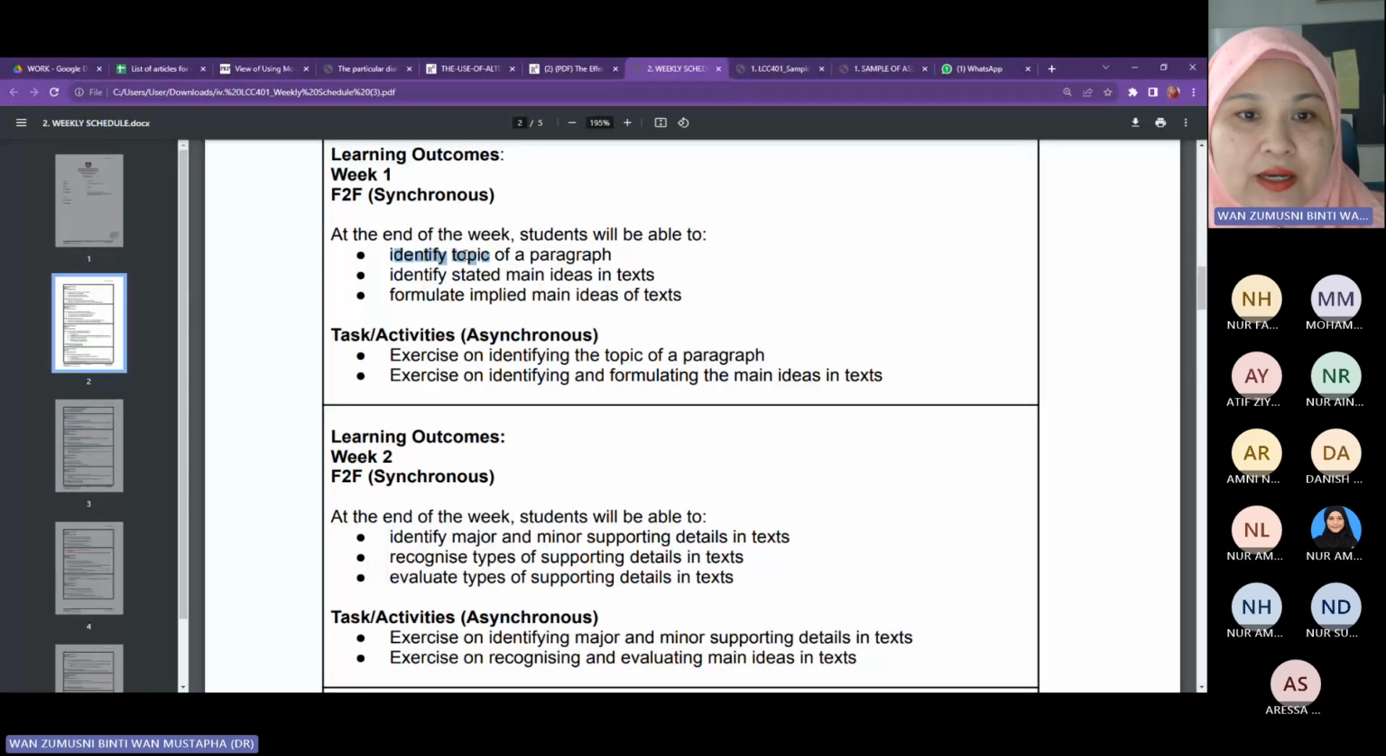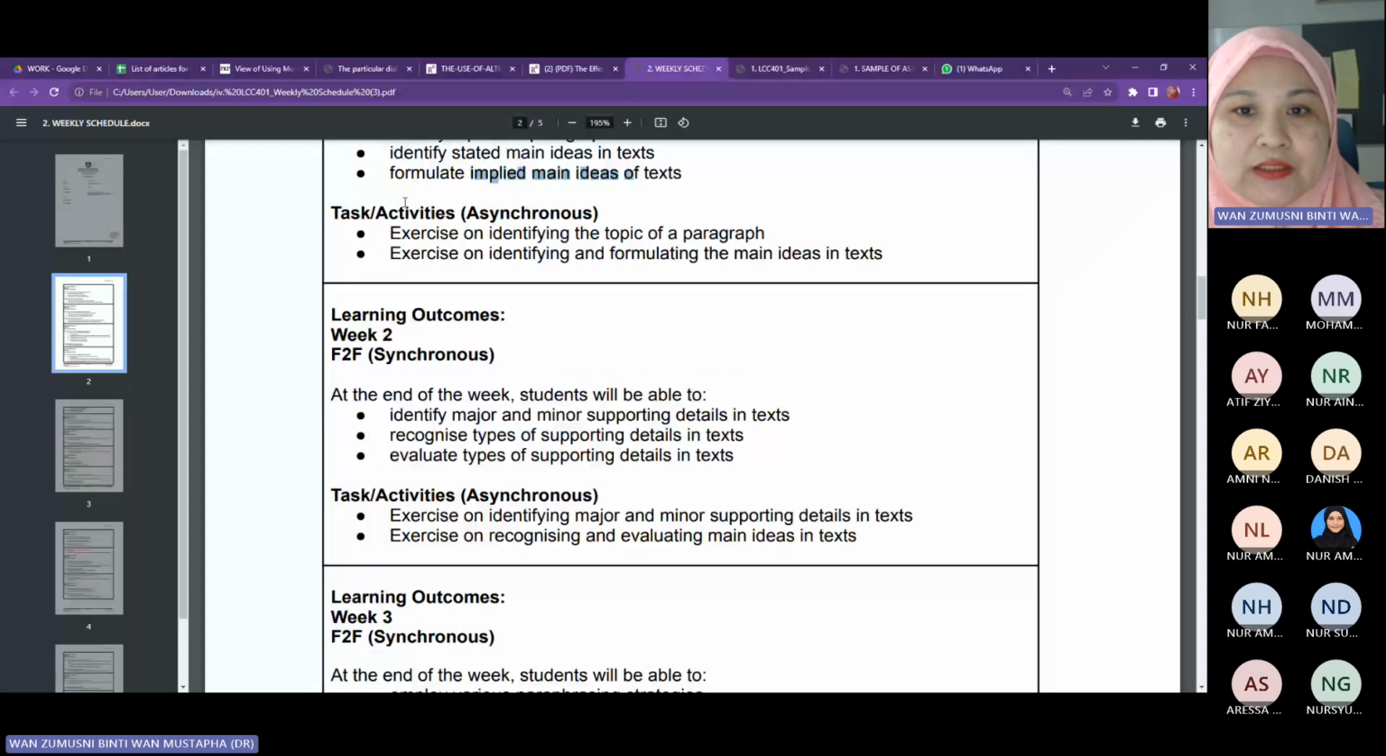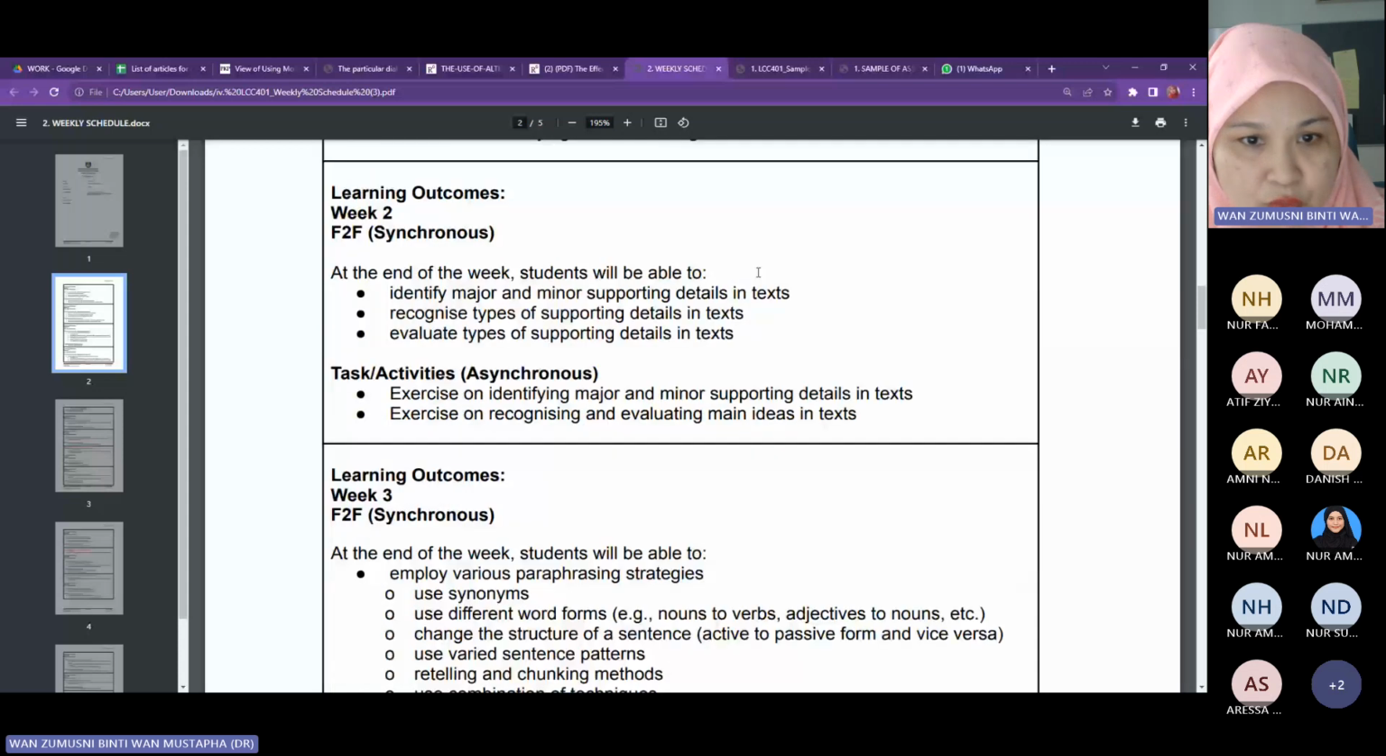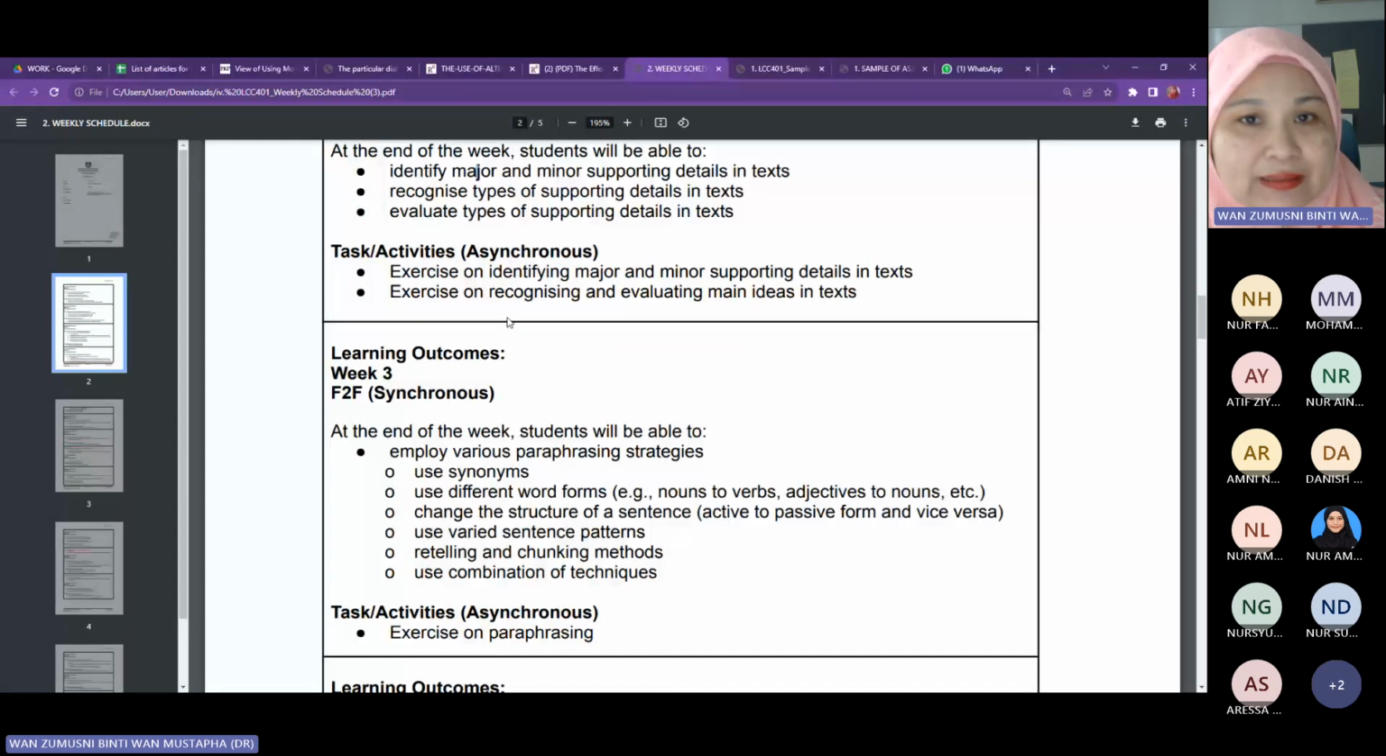We look at topic, how to identify topic in a paragraph, stated main ideas, and also implied main ideas. And we've done some activities in the class on topic and identifying main ideas. And on week 2, we continue with major and minor supporting details, and also types of supporting details. If you still remember, such as research finding, statistics, expert opinion, personal opinion, okay? And also we did some exercises.